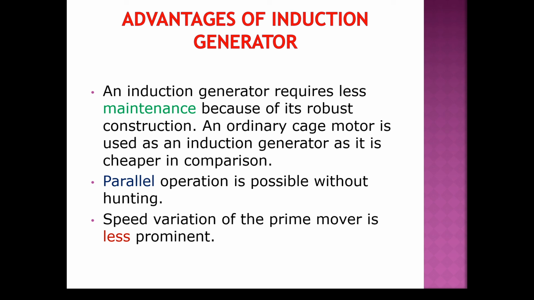Let us know the advantages of the induction generator. An induction generator requires less maintenance because of its robust construction. An ordinary squirrel cage motor can be used as an induction generator as it is cheaper in comparison. Parallel operation is possible without hunting, and speed variation of the prime mover is less prominent.